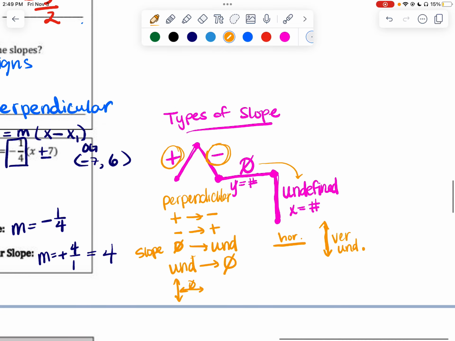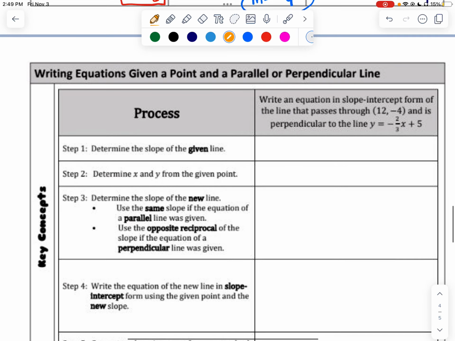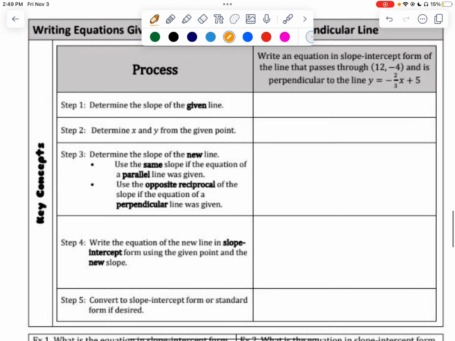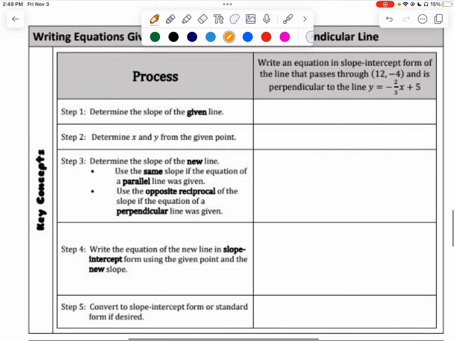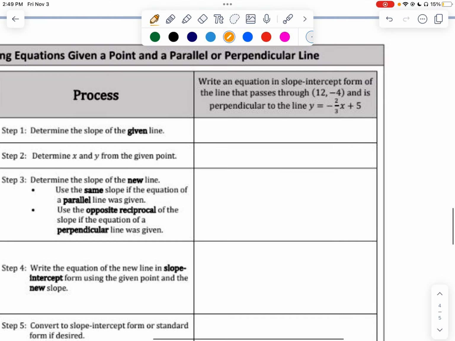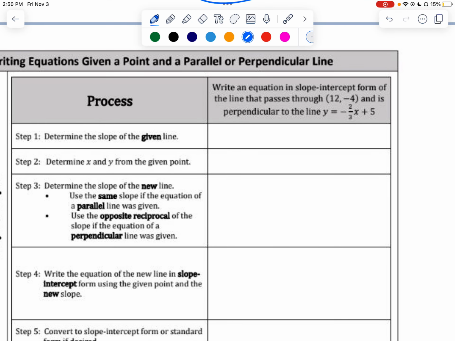Okay. Let's talk about the back for a second. Writing equations given a point and a parallel or perpendicular line. Okay, so this is going to be a 5-step process, where we're given a lot of information and we've got to be able to tell what does this all mean, right? So let's just read first. Write an equation in slope-intercept form. I know slope-intercept form is y equals mx plus b. So this is my end goal, to have it here.